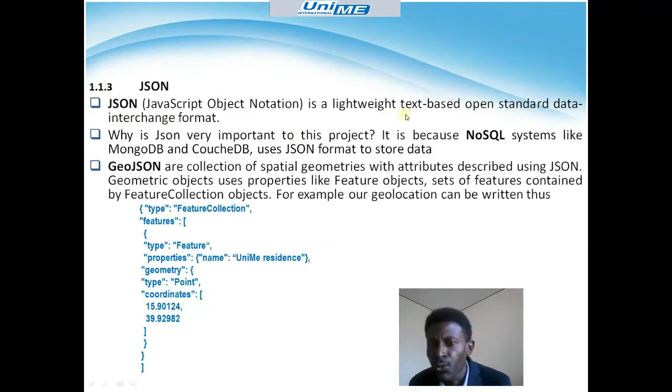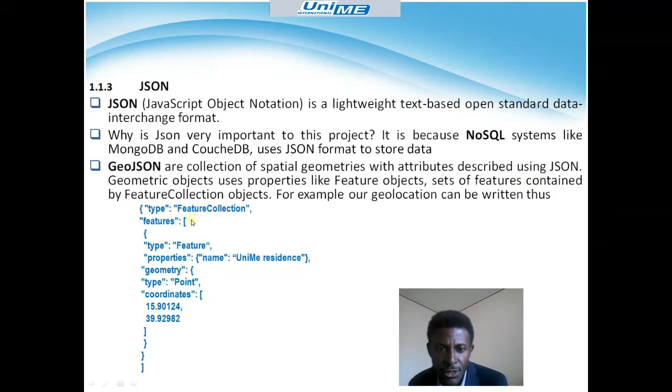And what data are we talking about? JSON. It's a lightweight text-based open standard data interchange format. Why is JSON very important to this project? It is because NoSQL systems like MongoDB and even CouchDB use JSON formats to store data. We dealt with GeoJSON data, which is a collection of geometries and its attributes described using JSON. Look at a sample of how it looks.